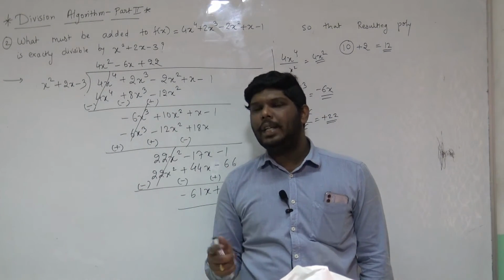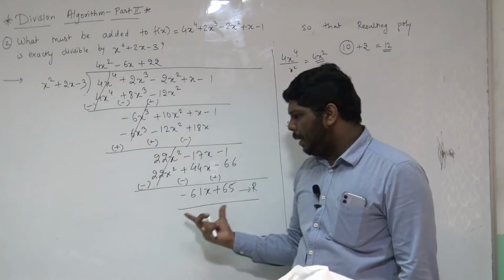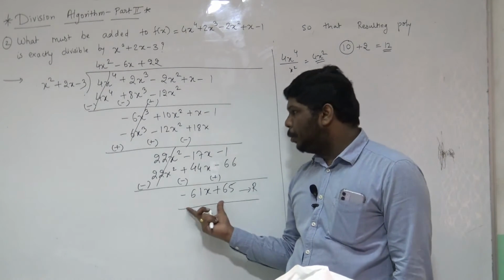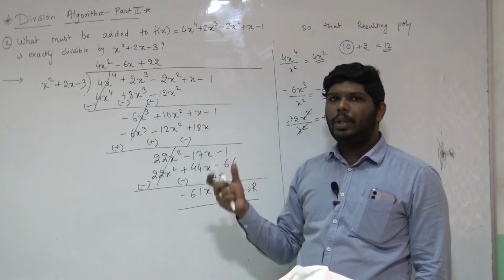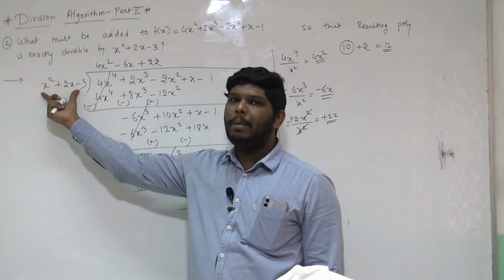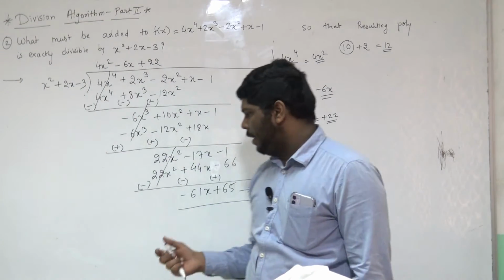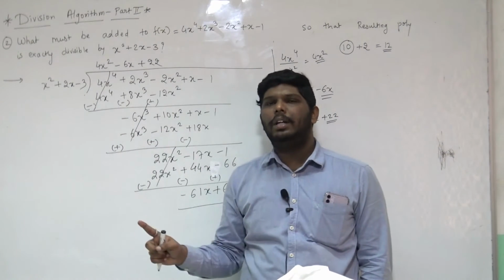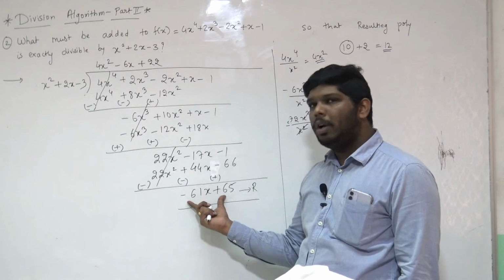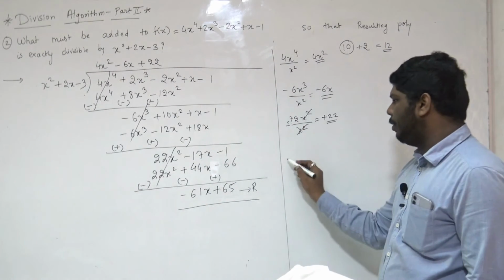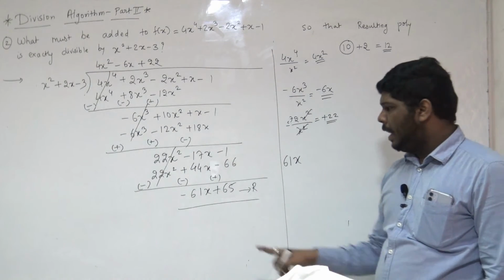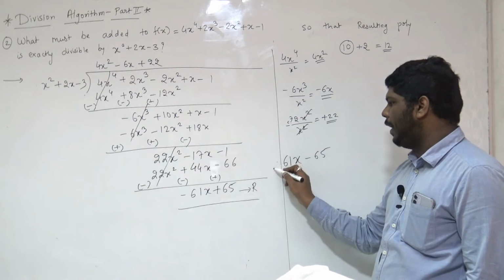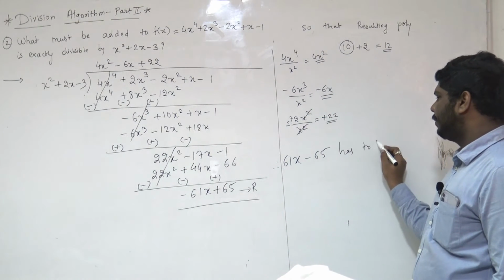But in case of addition it will be opposite, meaning the remainder you are getting, just change the sign of the remainder. That term has to be added to the polynomial so that the polynomial will be exactly divisible by x square plus 2x minus 3. Meaning if your remainder is minus 61x plus 65, you will change the sign of all the terms. So minus 61x will become plus 61x, correct? And plus 65 will become minus 65. So I will say 61x minus 65 has to be added.